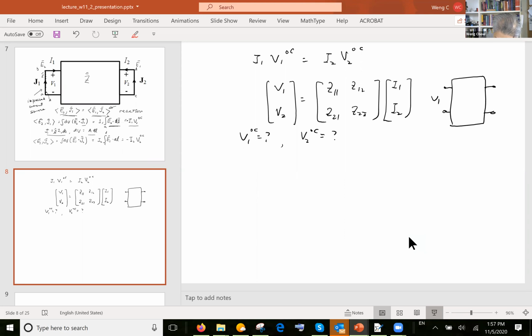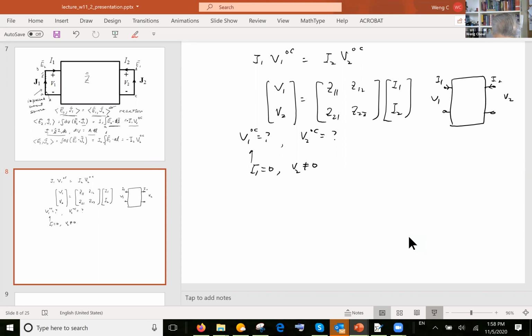This is V1, V2, and then this is I1, I2. Okay, and then you have this very simple circuit relationship. In order to find V1 open circuit, what we need to do is to make I1 equal to 0, and then V2 not equal to 0. You essentially put the voltage source on port 2 and measure V1 in port 1. And what do you get?